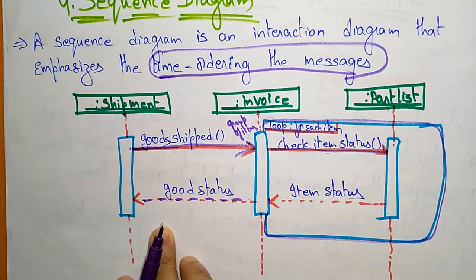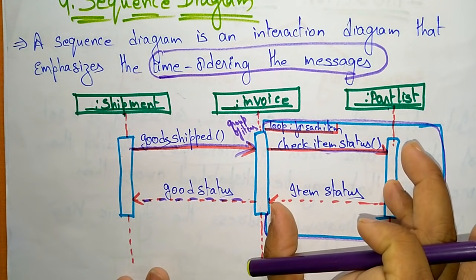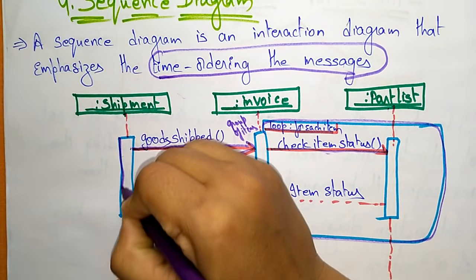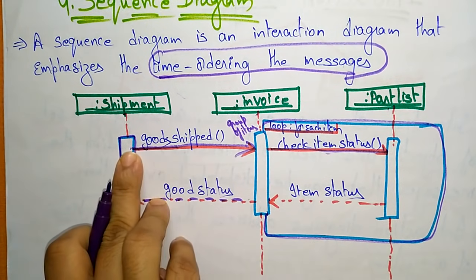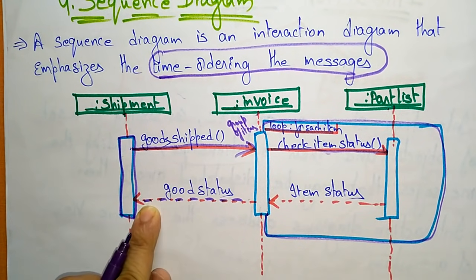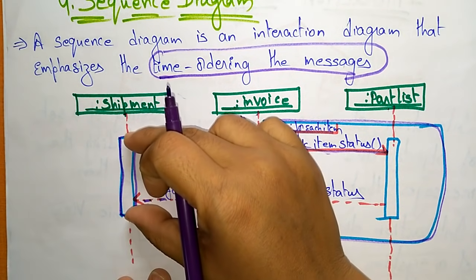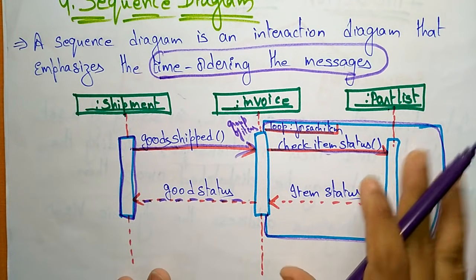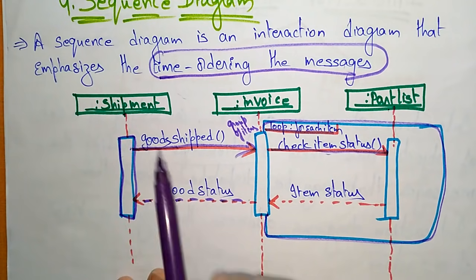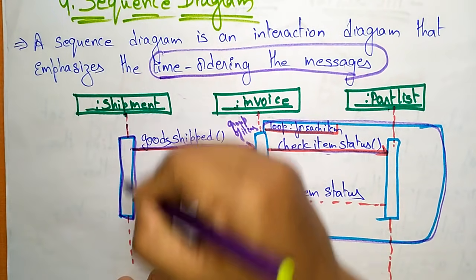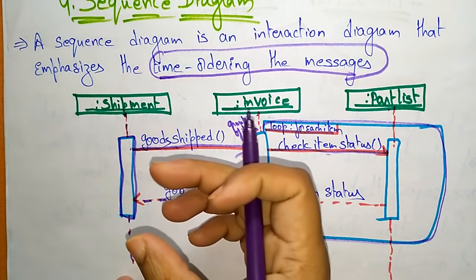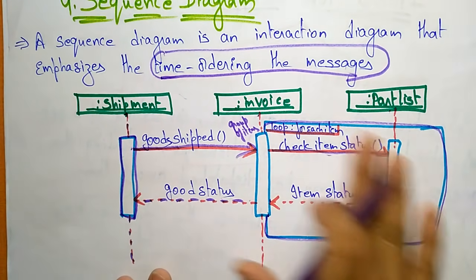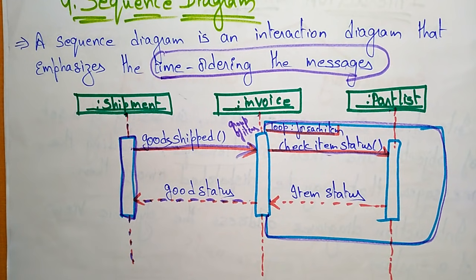When they send a good status, whenever the items are ready for dispatch with a good status, that message will be sent to the shipment. The total time taken for checking and confirming the goods is the time taken for the product. That will be indicated in the form of a sequence diagram. A sequence diagram is an interaction diagram that emphasizes the time ordering of the messages. This is an idle time, and this is the time where the operations are performing. One particular goods operation is performing. It is checking everything. So this is about the sequence diagram.